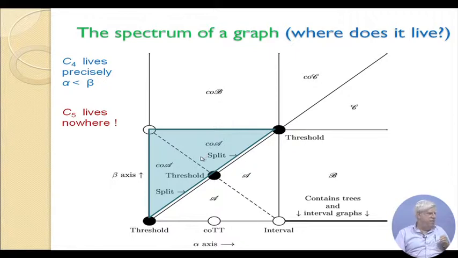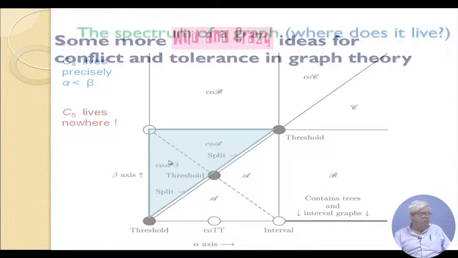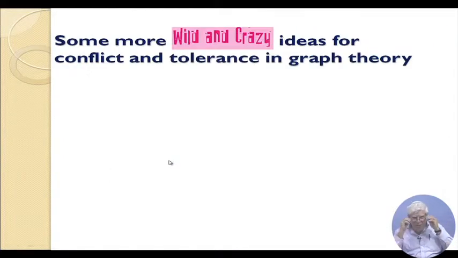Where does C5 live? Nowhere. You can't mix your alphas and betas anyway to get a C5. You'll never get a C5. Okay, so there could be some other wild and crazy ideas that you could think of, variations on the same theme. I just throw these out as wild ideas. I have no idea whether you could find results or not, but why not?